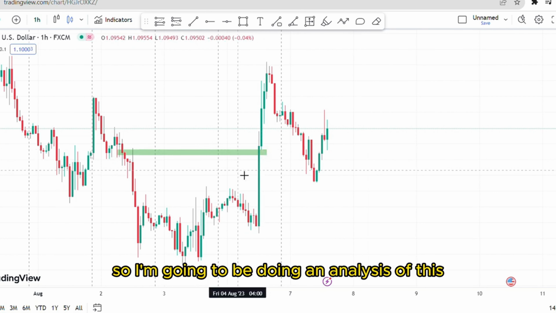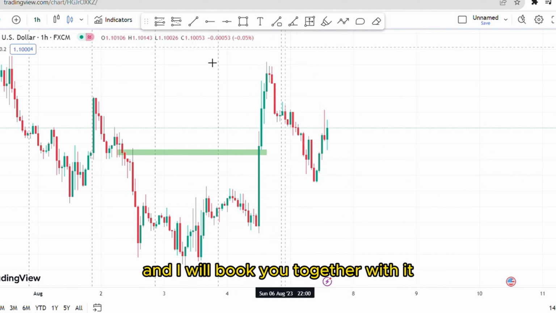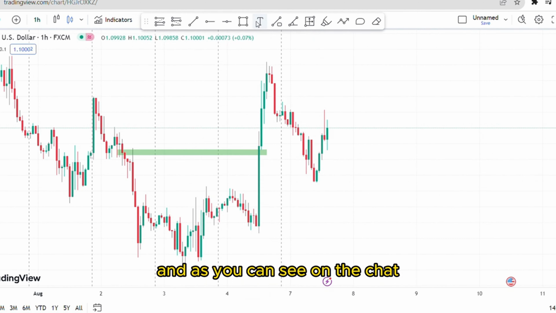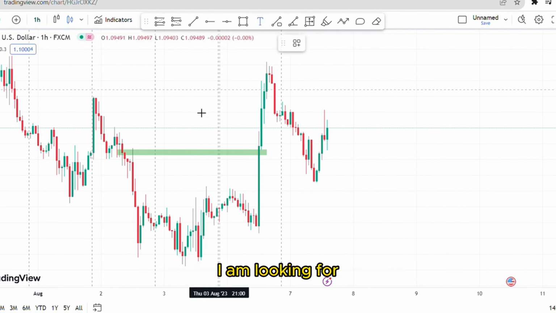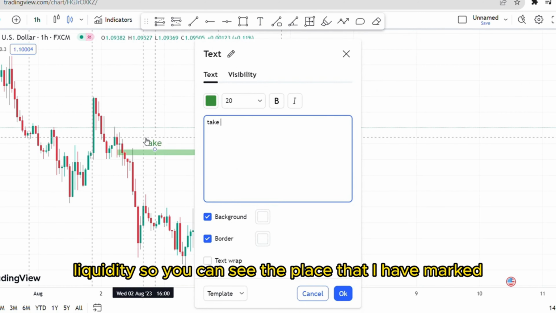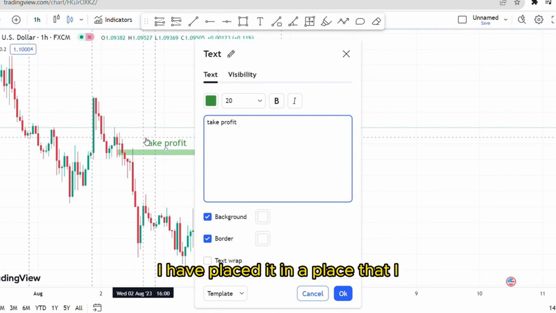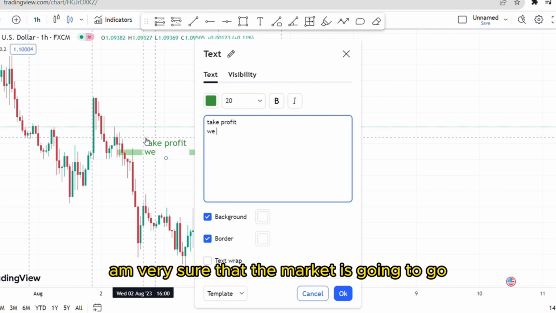So I'm going to be doing an analysis of this because this is what I did, and I will walk you together with it. And as you can see on the chart, I am looking for liquidity. So you can see the place that I've marked with the green marker. This is my take profit, and as my take profit, I have placed it in a place that I am very sure that the market is going to go.